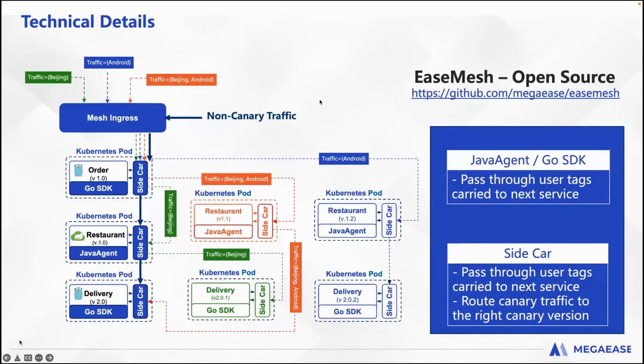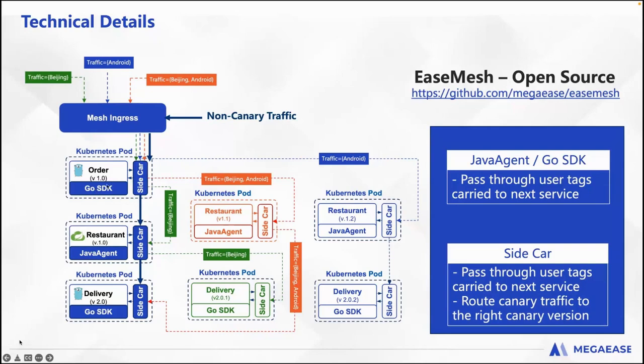Finally, let's explain the technical details of ECMesh and give an overview of how we implement multiple canary releases. First of all our services are running in Kubernetes pods. The three services in here correspond to three services in ECMesh. And even different versions under the same service are part of one service. So a mesh service will have multiple versions running at the same time.